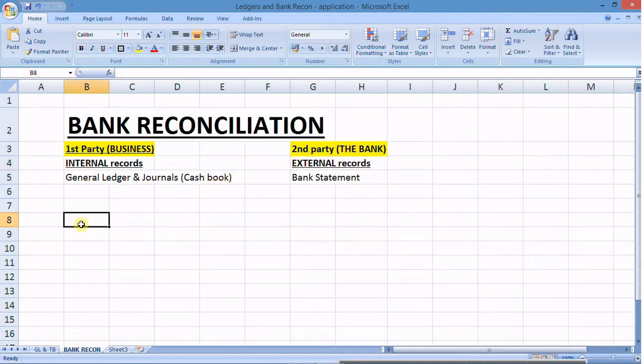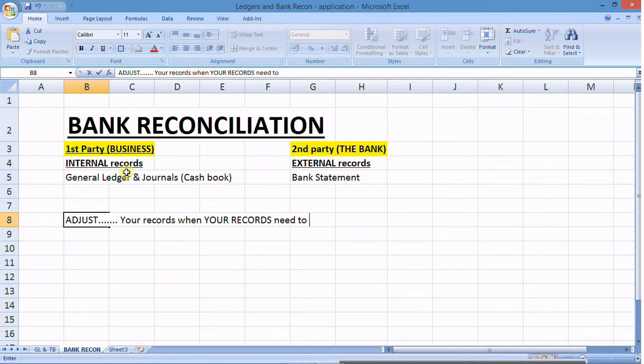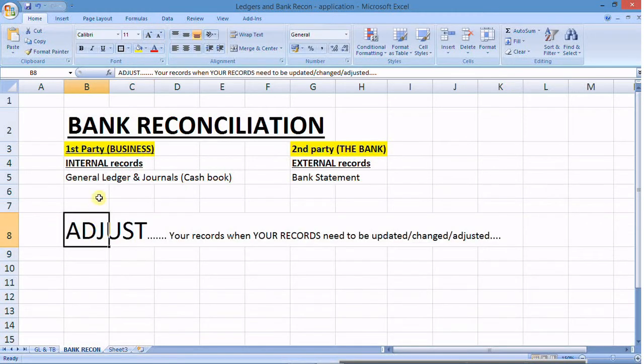Sometimes you'll have to adjust. And when do you adjust? Well, can you adjust the bank's records? No, you can't. Can you adjust your records? Yes, you can. So you adjust your records when your records need to be updated or adjusted. So that's the first thing. You always need to decide whether you're going to adjust for something or whether you're going to reconcile.